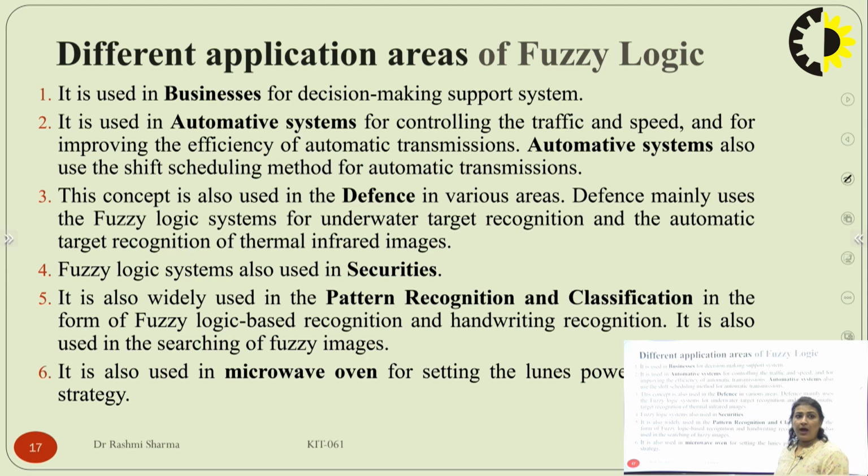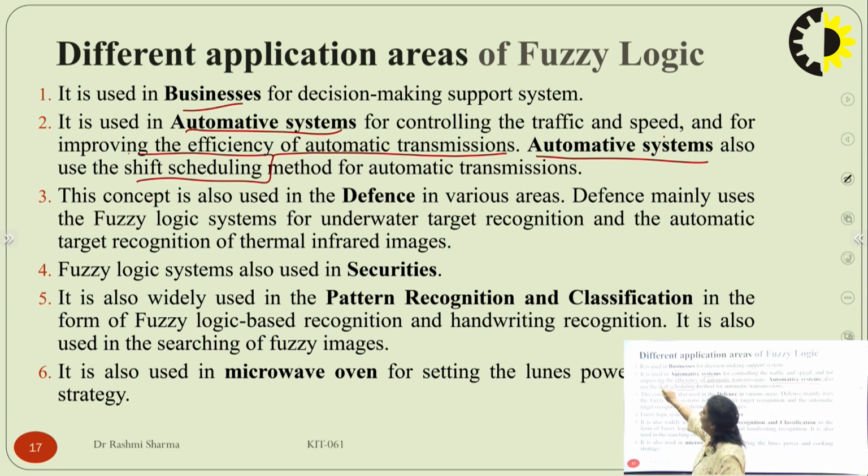So what are the different application areas of fuzzy logic, or I should say what are the different examples which we usually have in our day-to-day life for fuzzy logic? First, it is used in businesses for decision making support systems, DSS. Then it is used in automotive systems for controlling the traffic speed and to improve the efficiency of automatic transmissions. Now when we have unmanned vehicles, these automotive systems also have the shift scheduling method, which shift is working when and where we have to do this particular shifting. Then this is the method for your automotive transmissions.